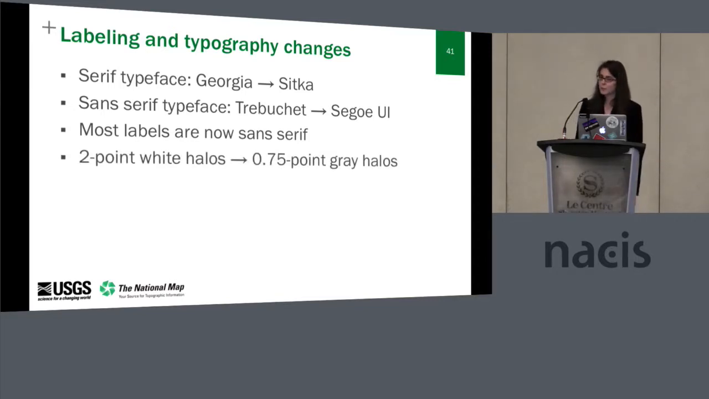And I changed those 2-point white halos, which are awful, to very skinny gray halos that are meant to blend into the shaded relief. So you can kind of bring the labels out of the background, but you're not seeing the halos as a thing. And fewer labels overall, of course.